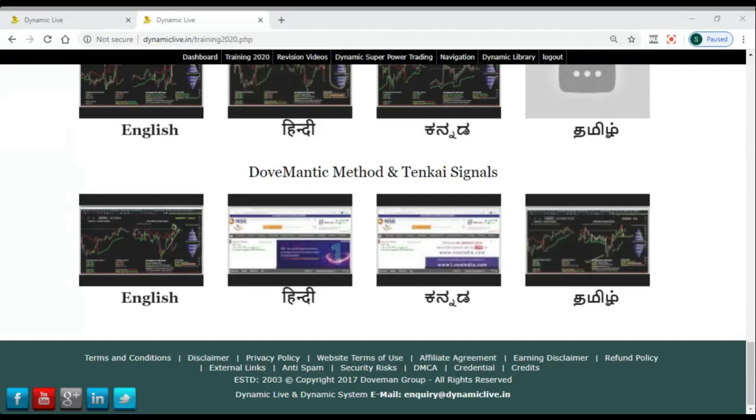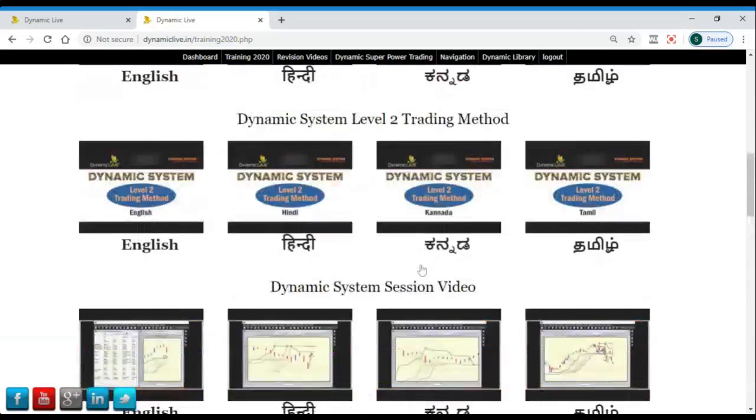And every day you are supposed to update the data. Now how to update the data, let me show you.